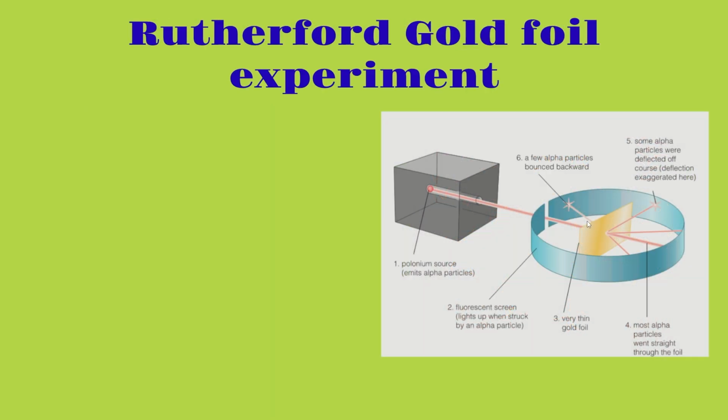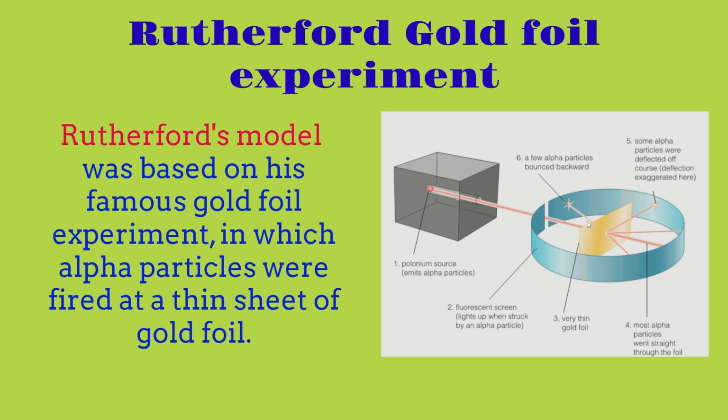And now I'm going to talk about someone else who came up with more information on atoms, and his name was Rutherford. So we're going to look at a famous experiment that he did, which was the gold foil experiment. Rutherford's model was based on his famous gold foil experiment, in which alpha particles were fired at a thin sheet of gold foil. So here, if we look at the right, this is Rutherford's gold foil experiment. There's a beam of alpha particles that were fired at this foil, and we're going to explain what happened in the coming slides.